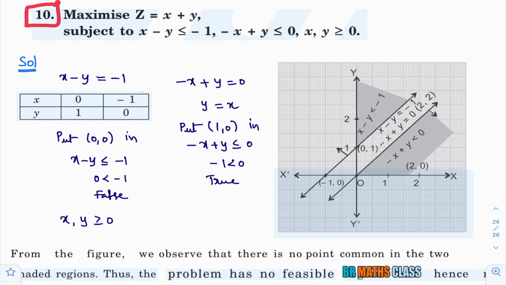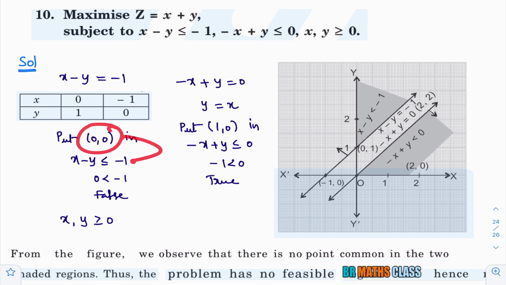Observe the 10th question, the last question in this exercise. Maximize the objective function z equal to x plus y subject to these constraints. To graph this inequality, we need the line x minus y equal to minus 1. I calculated 2 points on this line: 0, 1 and minus 1, 0. As it is less than or equal to, we draw a normal line passing through these 2 points. For this line, this side is the origin side, and this side is the non-origin side.